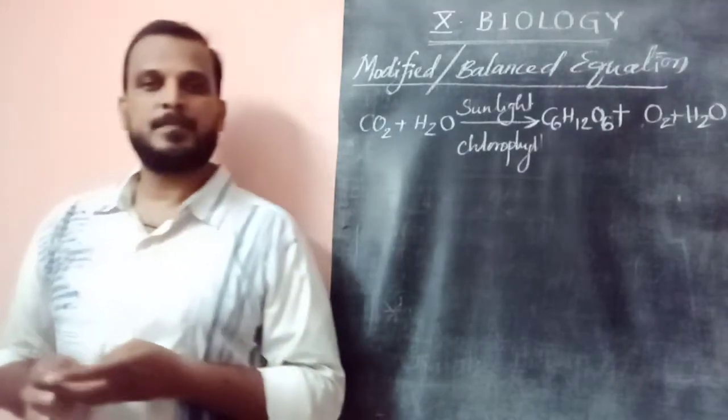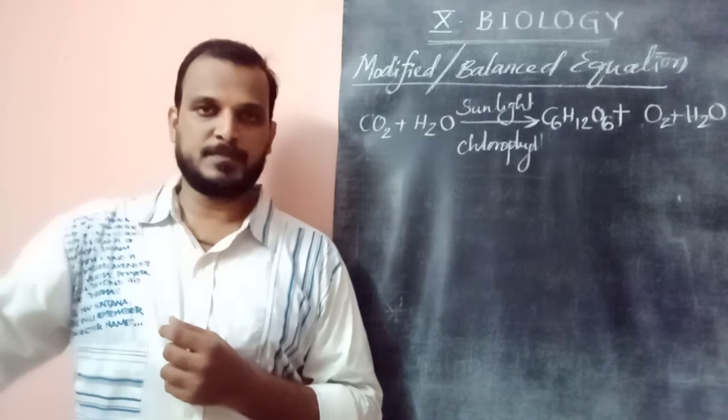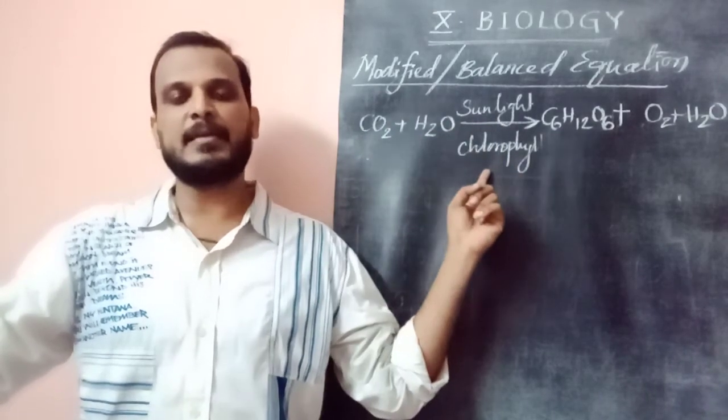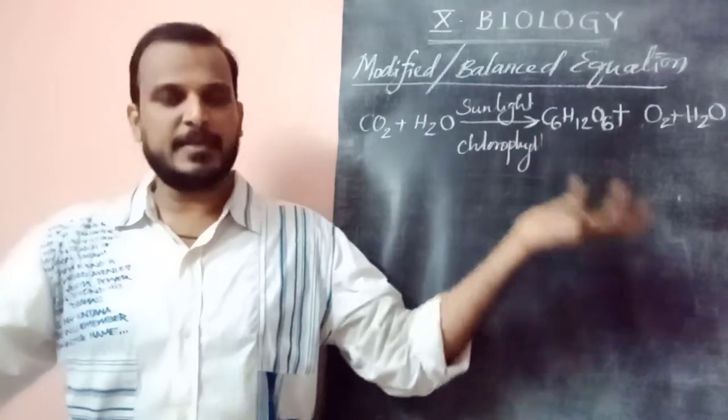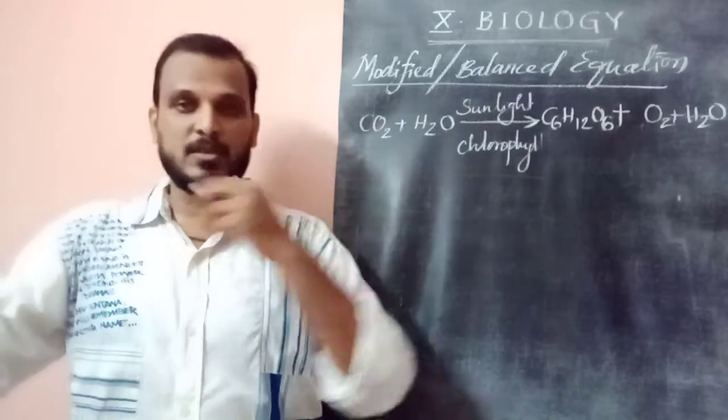Yes, dear children. Slowly we are modifying the equation of photosynthesis. First, I simply wrote that carbon dioxide and water are used in the presence of sunlight and chlorophyll. Food is prepared, yes, we know this very well. And additionally, oxygen and water are also released.